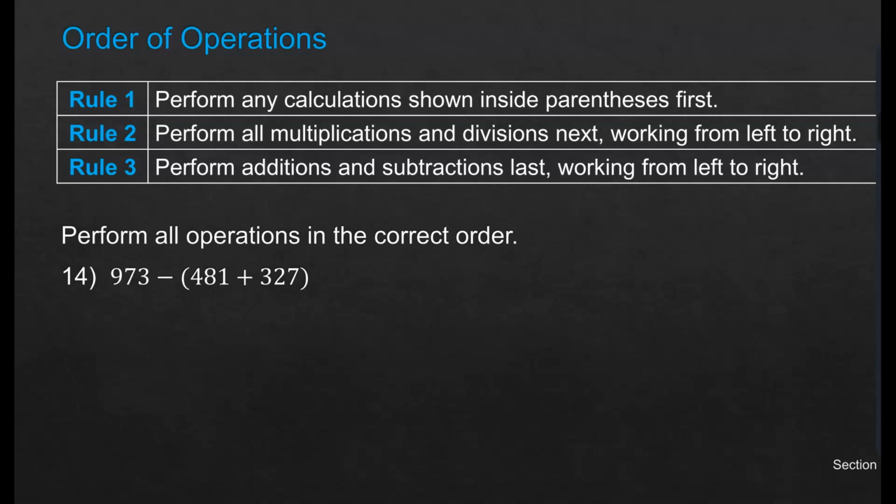Alrighty, we're going to do some order of operations again. So on this one, we're going to perform the addition that's in the parentheses first. So 973 minus 808, sorry. I think I was looking at one of the numbers there. And then we subtract to get 165. That's all the work required there.